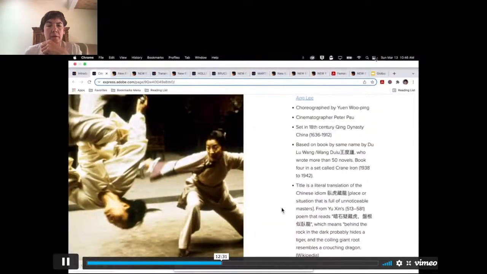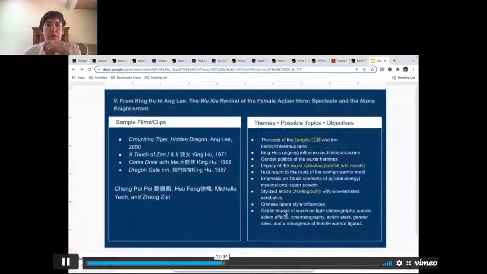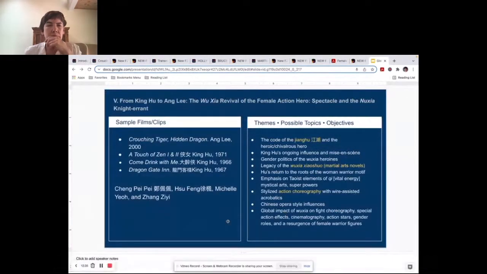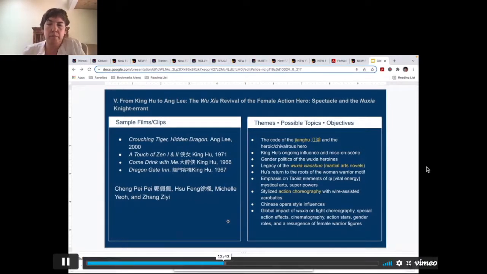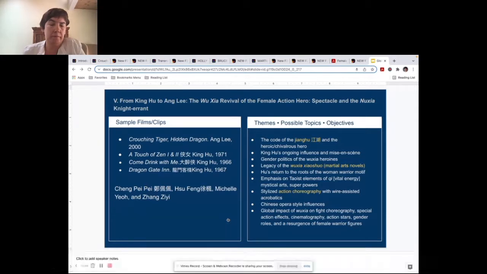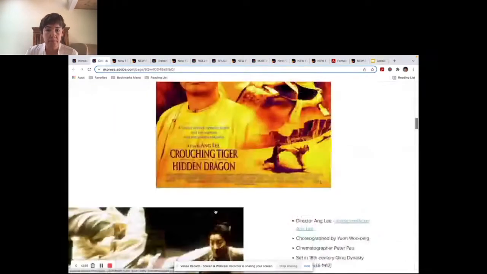Warrior, Ang Lee, and we look at tracing King Hu to Ang Lee. We spend a lot of time on King Hu and the influence and turn back towards more tradition. But we also get a chance to look at, for example, choreography and explore the concepts of the Jianghu. In this unit, it really depends again on what their interests are.